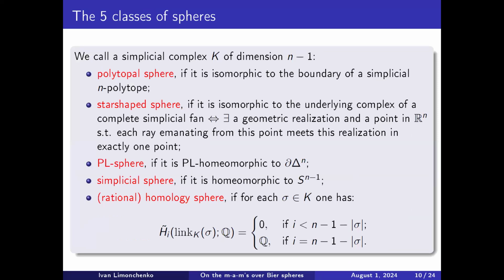So here are 5 classes of combinatorial spheres that are classical in combinatorial commutative algebra, and also very important in toric topology. And they are important for us now because we will say a few words about Bier spheres and the class they belong to. To do this, we need to review polytopal spheres. I already mentioned them in the beginning of this lecture. It's actually a simplicial complex isomorphic to the boundary of a simplicial polytope.